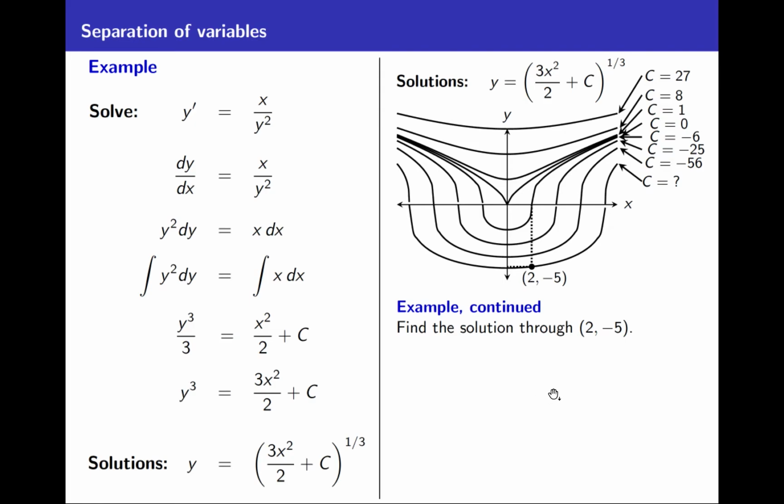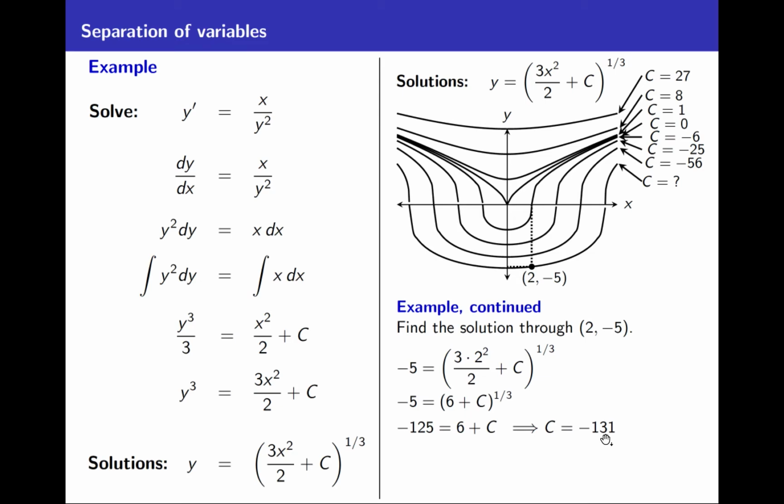How would we do that? Well, if we plugged in 2 to the function, we'd get -5. So plugging in 2 for x would give you a -5 there. So let's write that down. We get -5 equals (3 times 2 squared over 2 plus c) to the power of 1/3. Now here c is the only unknown, so we can start to solve for it. Simplifying 3 times 2 squared over 2, that's 6. So we get this equation. And we want to isolate the c, so we better cube both sides to get rid of that cube root. Doing so, we get -125 equals 6 plus c, and finally, c is equal to -131.